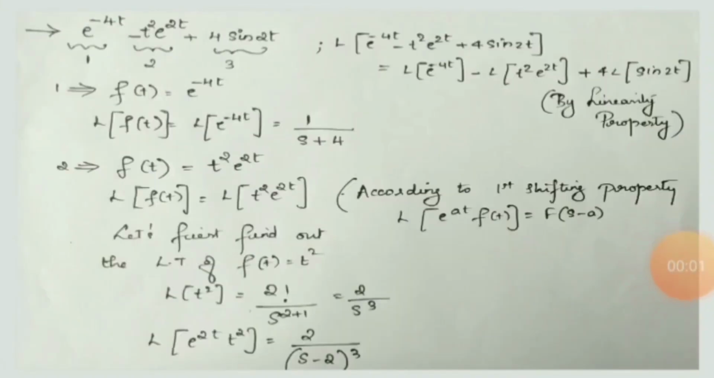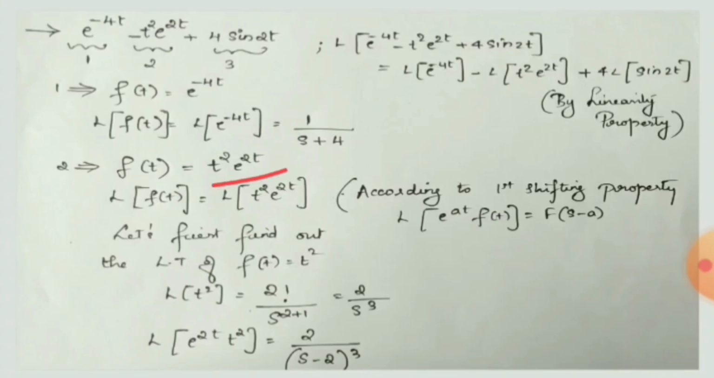Now let's find out the Laplace transform of the function e raised to minus 4t minus t square e raised to 2t plus 4 sine 2t. This function consists of 3 terms, so we can split the terms like this and find out the Laplace transform of each of the terms individually. Let's first consider the first term, e raised to minus 4t. Laplace of e raised to minus 4t is given by 1 by s plus 4, because Laplace of e raised to minus at is given by 1 by s plus a. Here a is equal to 4.